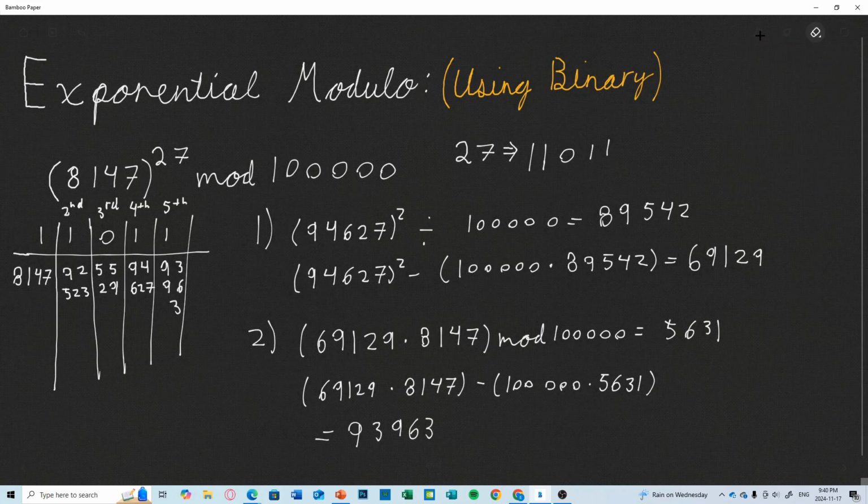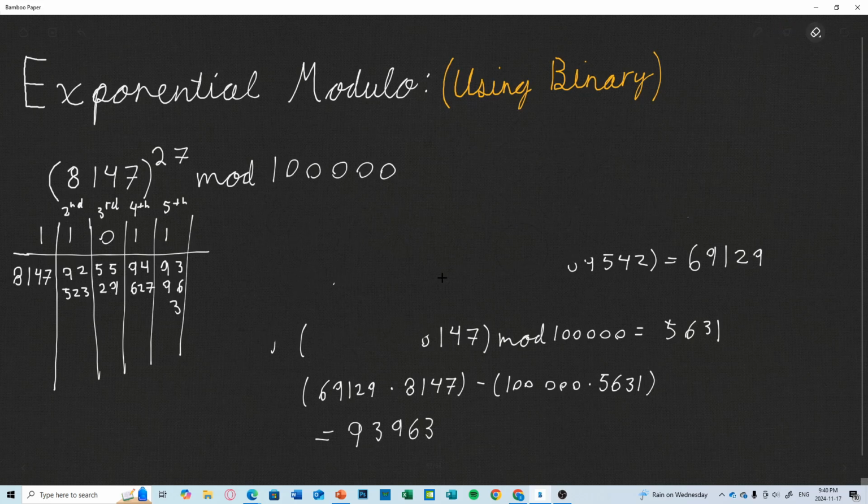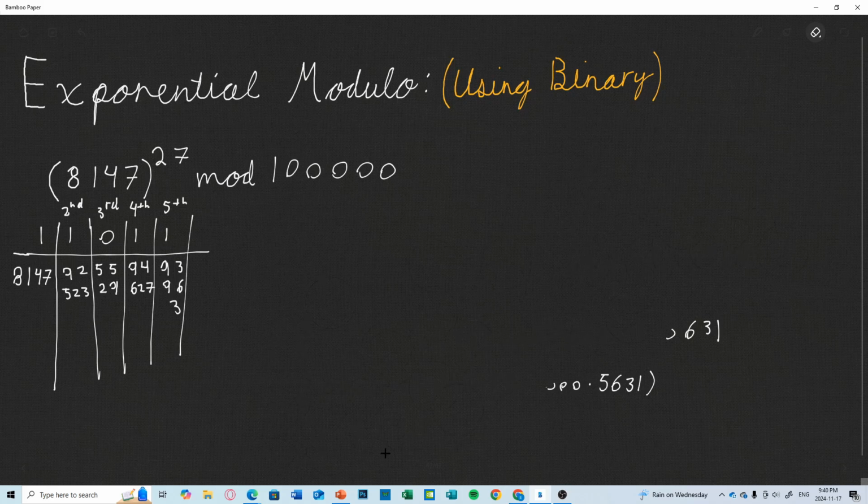So if we erase all of this, we know that our final answer is that 8,147 to the power of 27 mod 100,000 is going to be 93,963.